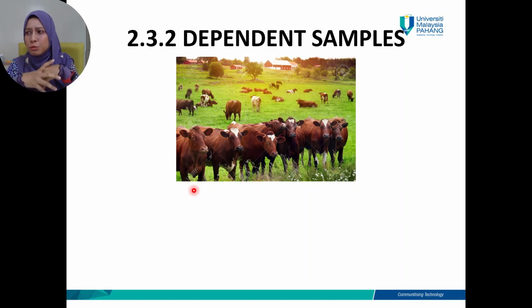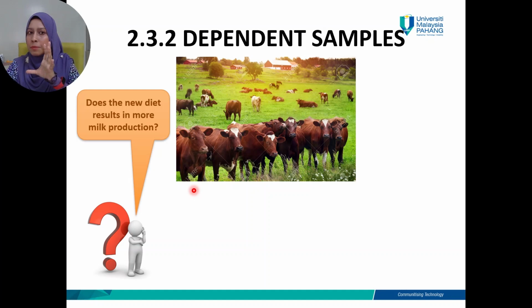He wants to try out this new diet plan, but he is not sure whether this diet plan will be good or not. Okay, so the question is, does the new diet plan result in more milk production, or will it reduce the milk production instead? Okay, so what can Pak Mail do to determine this? What he can do is, from all the cows that he owns, from the whole population, Pak Mail can select a sample of cows.